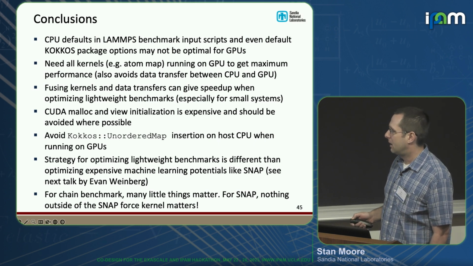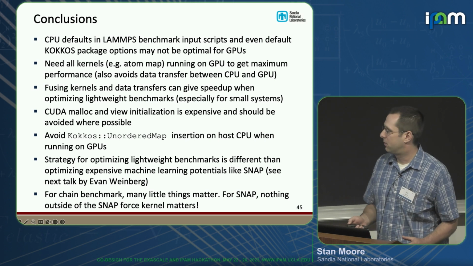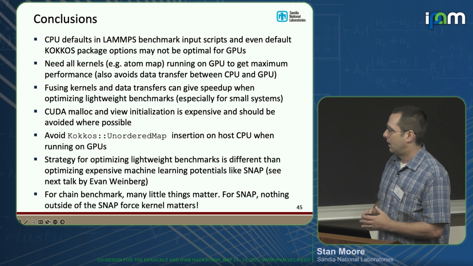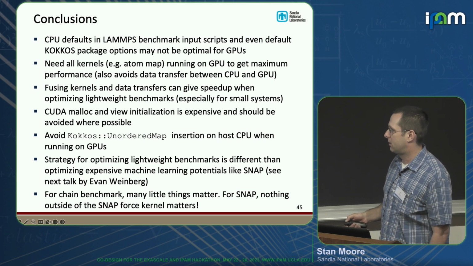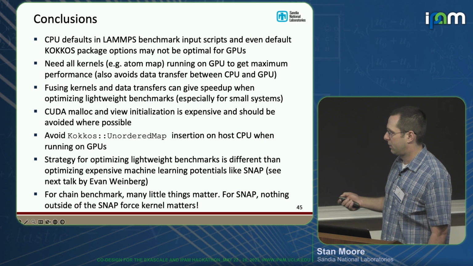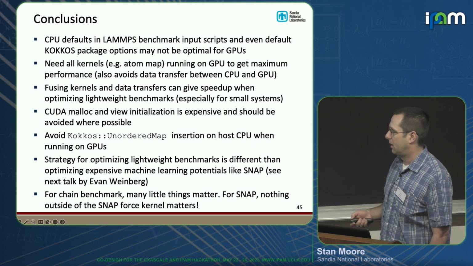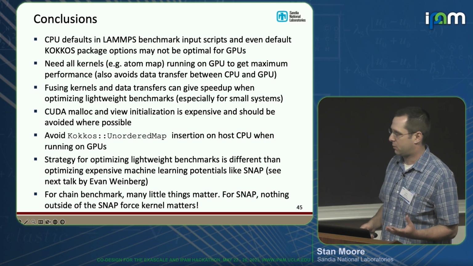CUDA malloc and view initialization are expensive. They need to be avoided when possible. So over-allocate your views, and make sure you're not allocating memory every time step. Another thing that we learned is that Kokkos unordered map insertion on the host CPU is very slow when you're running on GPUs. It has some issues with thread safety that maybe we could address with the Kokkos developers.